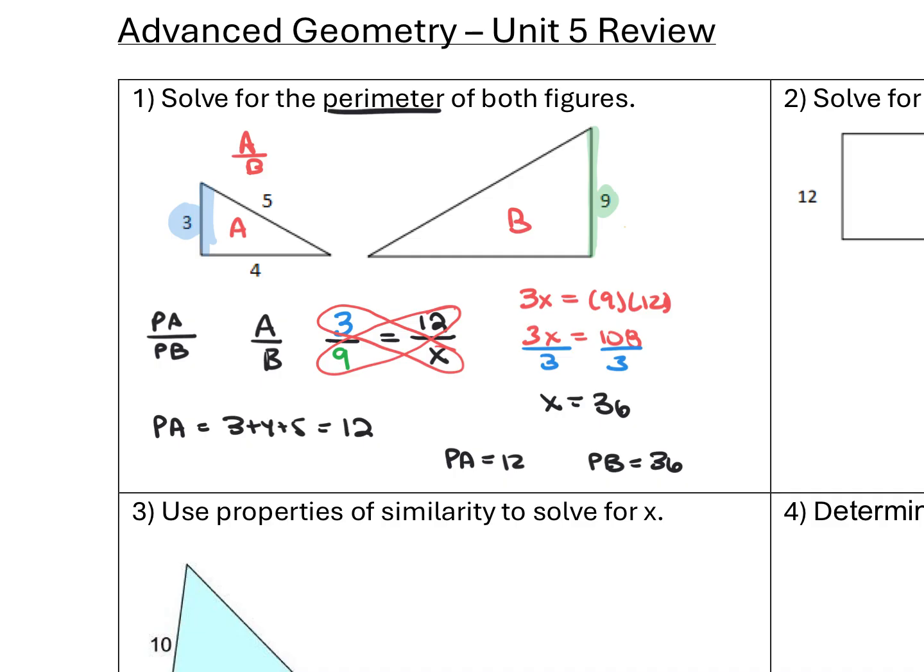And this should make sense because my side ratio was 3 to 9, which is 1 to 3, because 3 divided by 9 is 1 third. So my ratio is 1 to 3. So indeed, 12 times 3 is 36.